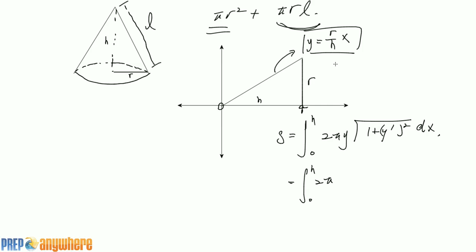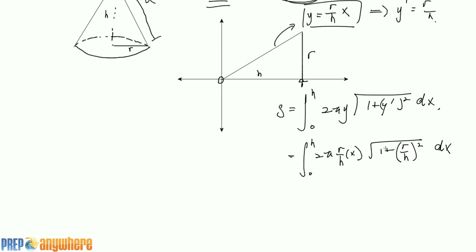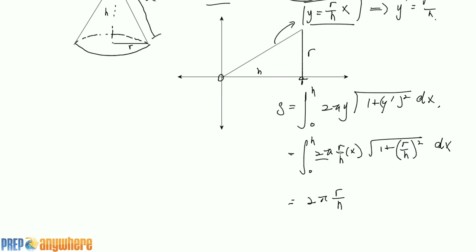So y is equal to r over h x. If you differentiate that, you get just r over h. So you get the square root of 1 plus r over h squared, which is a constant. The whole thing is a constant. So I'm going to take out all the constants: 2 pi r over h times this root, 1 plus r squared over h squared. And we only have the integral from 0 to h for x.